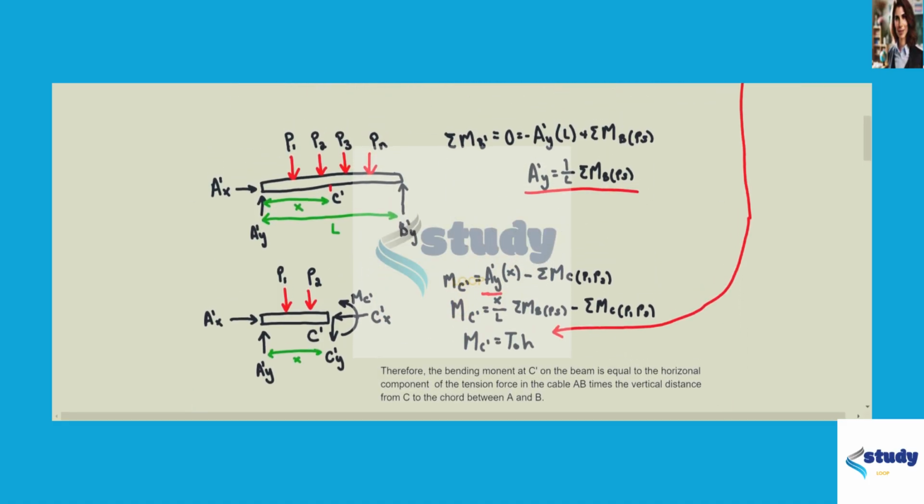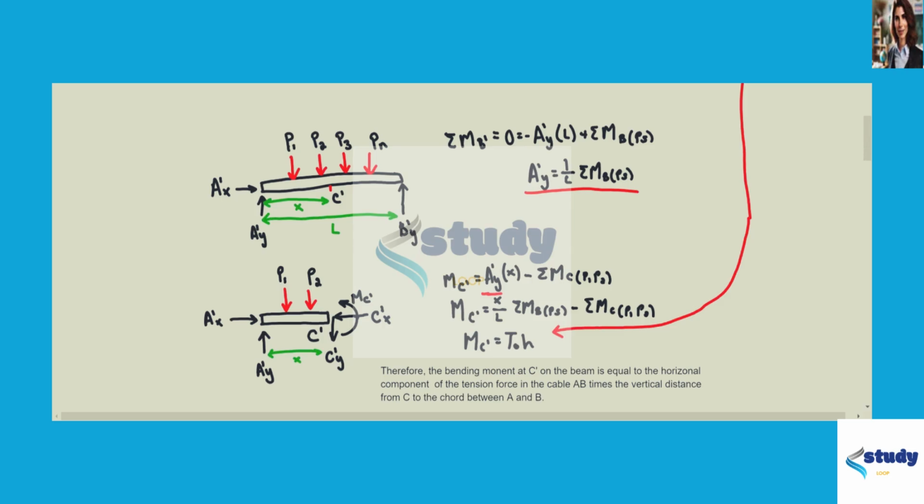Next, we're going to draw a free body diagram from A' to C', and again, the horizontal distance between A' and C' is X. So we're going to find the bending moment around C', and this equals A'y times X, which is the horizontal distance, minus the sum of moments around C due to the loads P1 and P2. So simplifying, we can plug in the A'y, which we just solved for. So the bending moment at C' equals X over L times the sum of moments around B due to all loads minus the sum of moments around C due to P1 and P2.